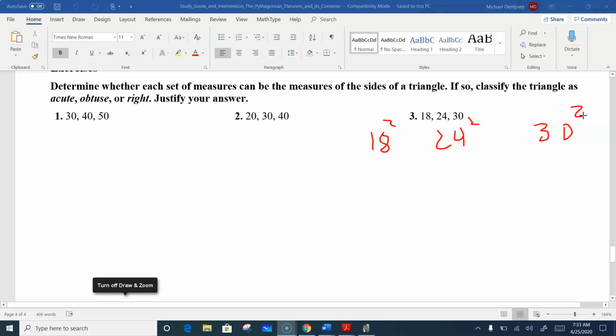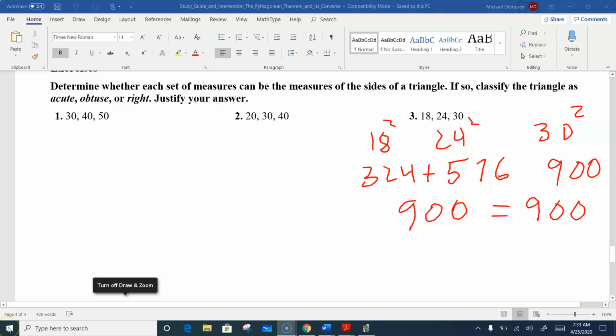So for 18 squared, I get 324. For 24 squared, I get 576. And then for 30 squared, I have 900. So I'm going to add these two together. So 324 plus 576 is also 900.